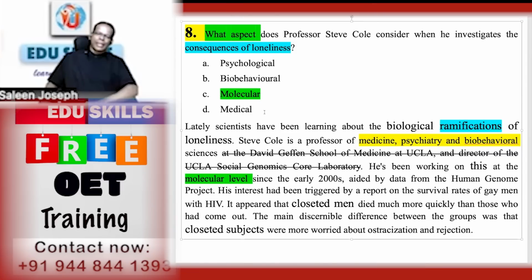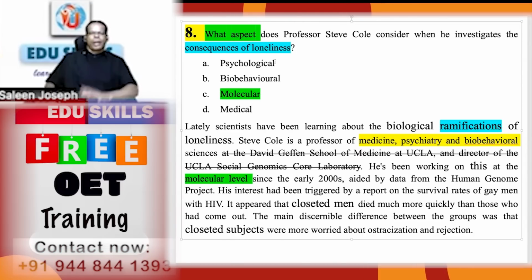So what I'm telling you is, if you are competent, you need not read the paragraph at all. If you can identify between these four options that three are big departments or branches and one is particular, that will be the answer. If three are particular and one is a branch, the branch will be the answer. And definitely you will have such questions in your exam.